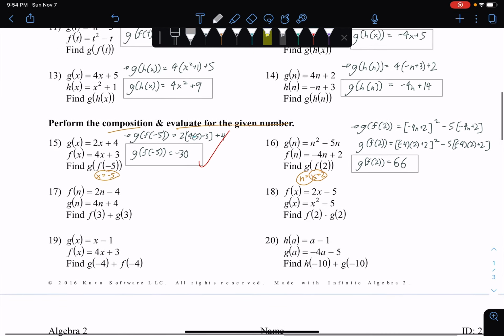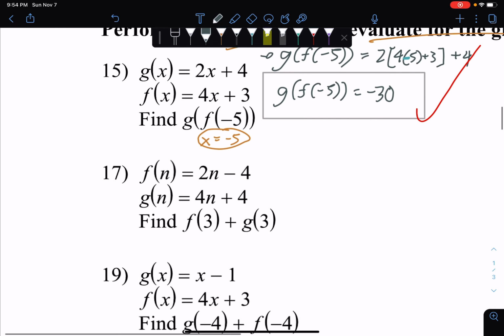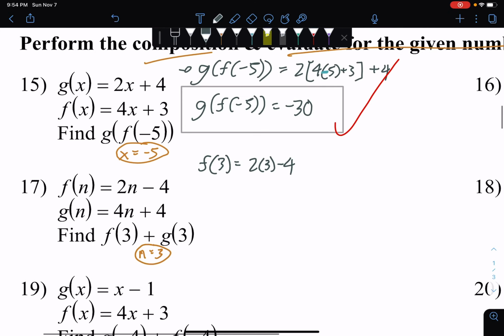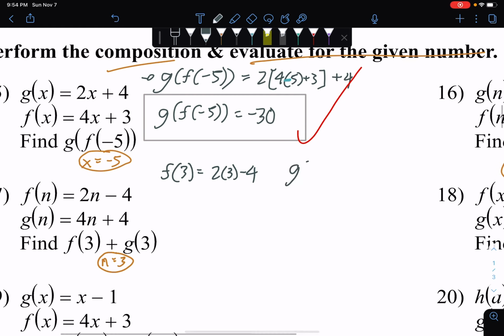Alright, let's go for number 17. Number 17, find f of 3 plus g of 3. So we can say that our n is equivalent to 3. Our usual technique ever since the recent video: f of 3 is equivalent to 2 times 3 minus 4, and for finding g of n, g of 3 in other words is equivalent to 4 times 3 plus 4.